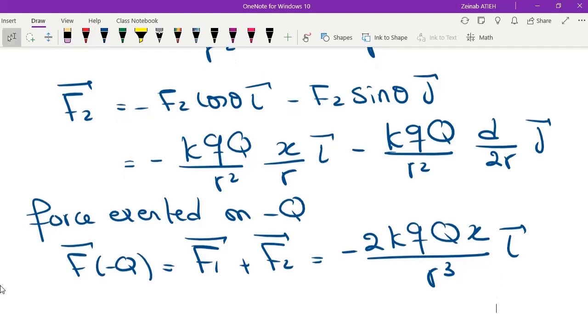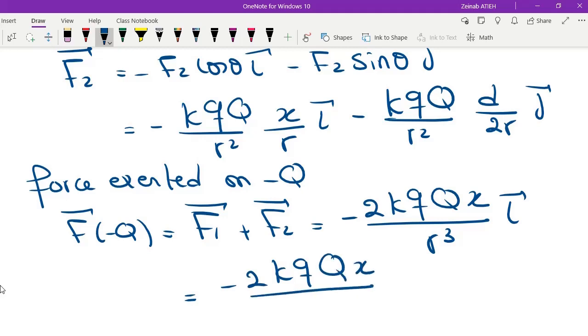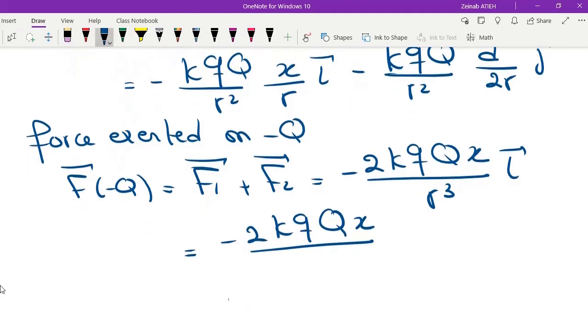I have to replace r with its value in order to write F in terms of the given. And the given does not include r. The given was k, q, q, x and d. This was the given, but r was not in the given. Okay, so I have to write everything in terms of the given, which is minus 2kqx over (x squared plus d squared over 4) to the power 3 over 2. Why? Because r is a radical, so it is the power half, so half times 3 will be 3 over 2, which is i.